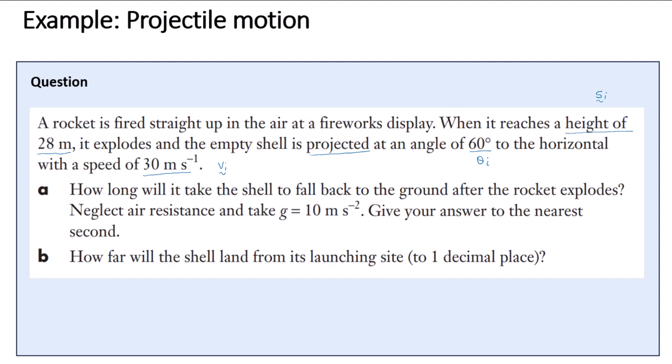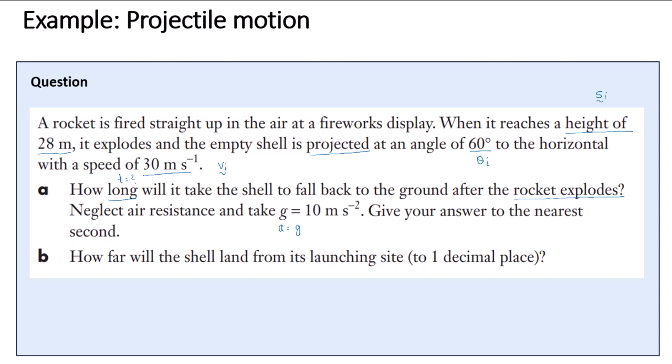How long? That means it is asking at what time t will it take for the shell to fall back to the ground after the rocket explodes. So neglect air resistance and take g. So we have acceleration, and in this case acceleration is equal to acceleration due to gravity, and that value is given as 10 meters per second squared. So in part A, we have to find out the time at which it hits the ground, and the time is calculated from the time since the explosion of the rocket.